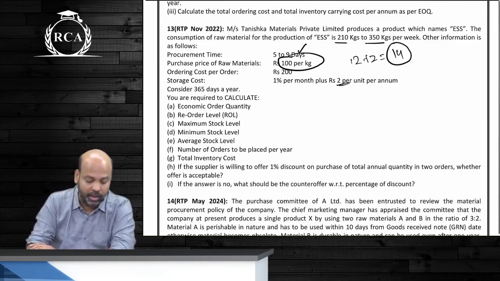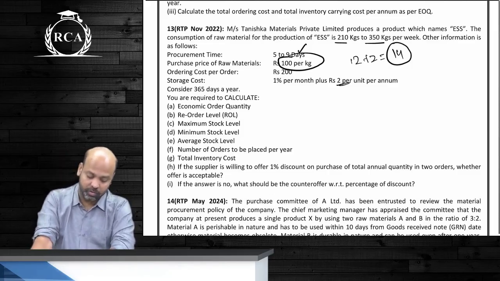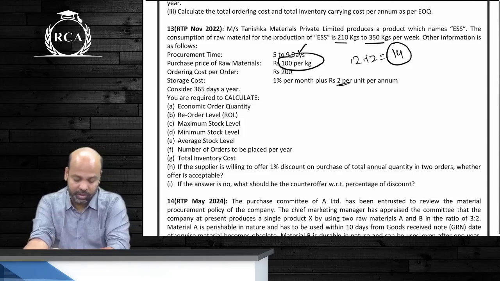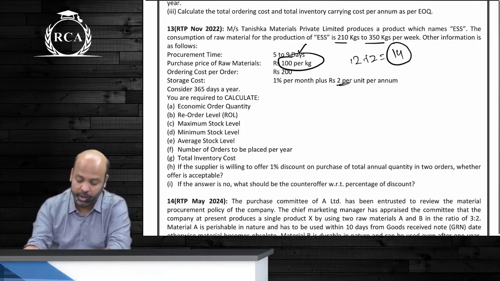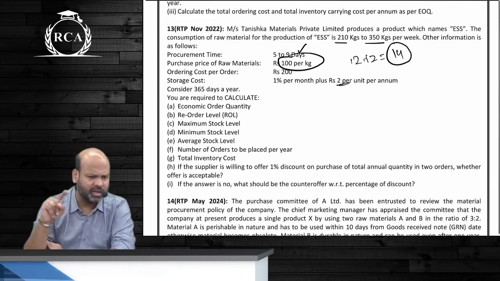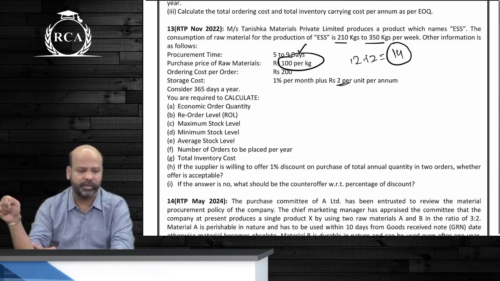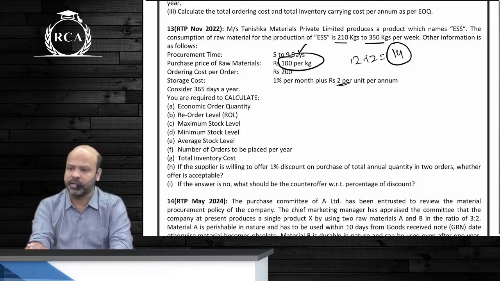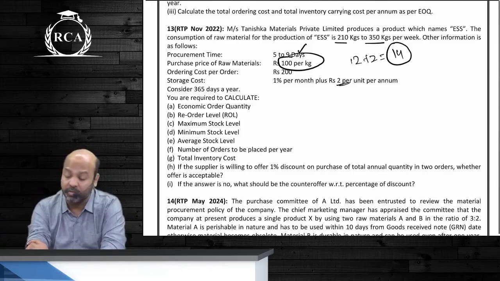You're required to calculate EOQ, ROL, maximum level, minimum level, average stock level, number of orders to be placed per year, total inventory cost, and then if the supplier is willing to offer 1% discount on purchase of total annual quantity in 2 orders, whatever is your annual requirement, guys, 14,600 kgs, you will have to order that, beta, in only 2 orders, and that will be 7,300 kgs per order. You will have to compute your total inventory cost subject to a discount of 1%.